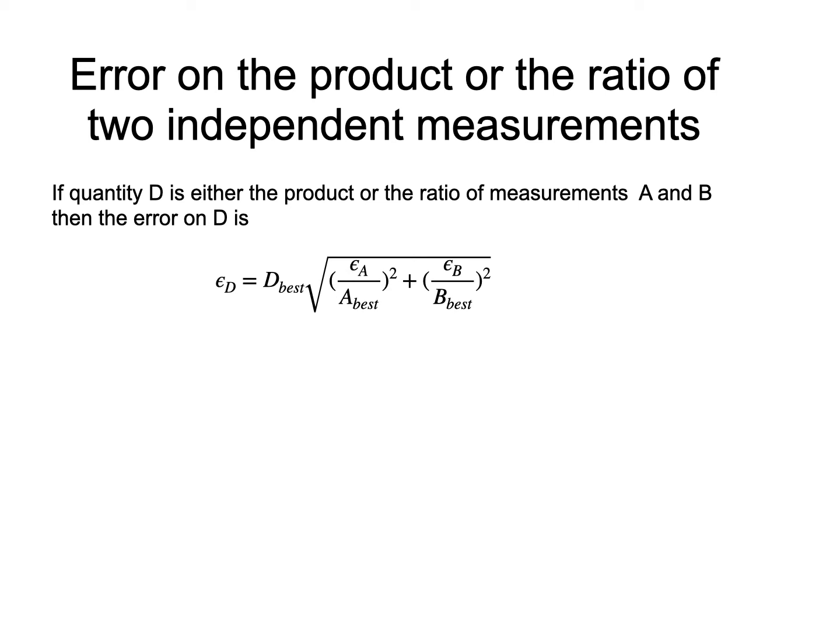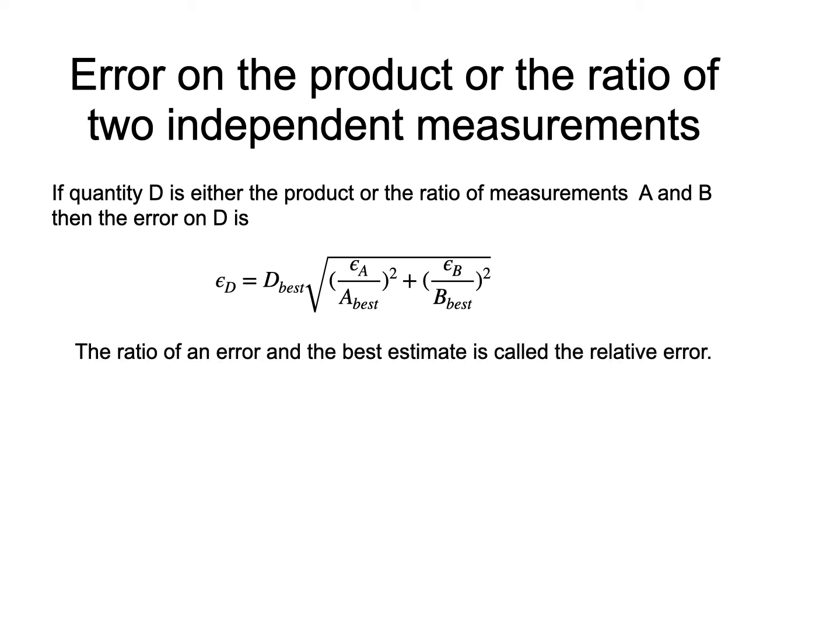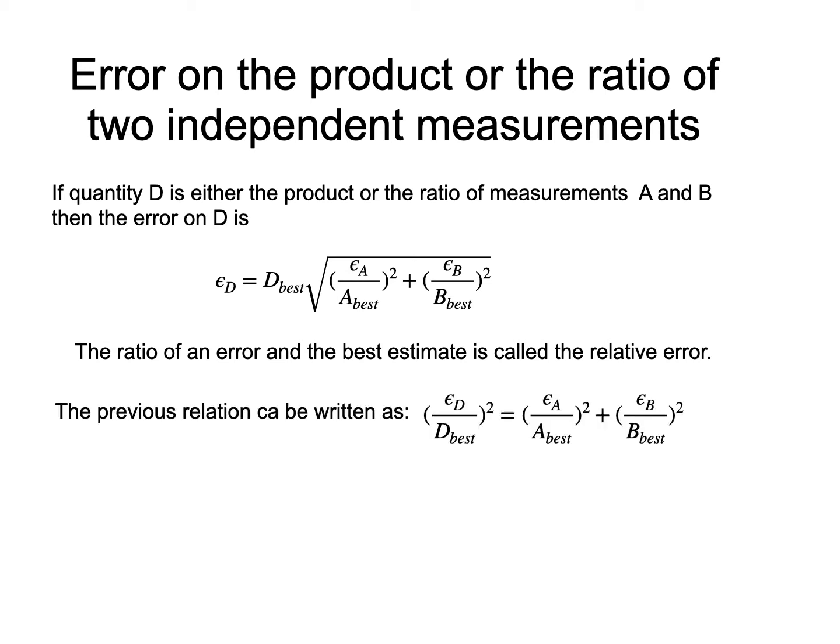There is still a sum of squares, but the squares involve ratios of errors and best estimates. This ratio is called a relative error. It is sort of a percentage representing how big the error is in comparison to the best estimate. If we rewrite this formula a bit differently, it shows that the square of the relative error of the result is the sum of the squares of the relative errors of the measurements.